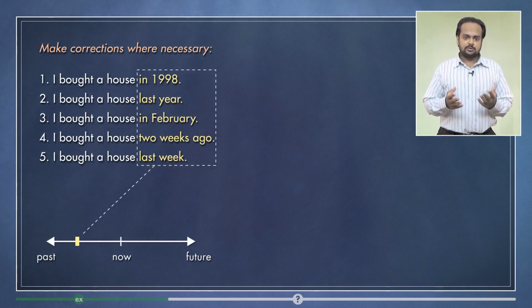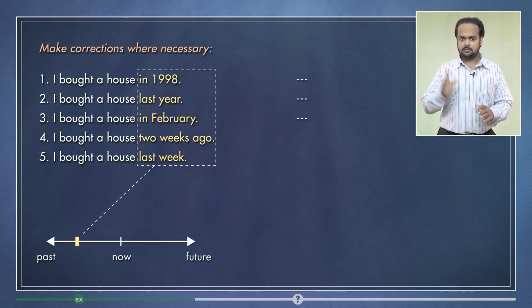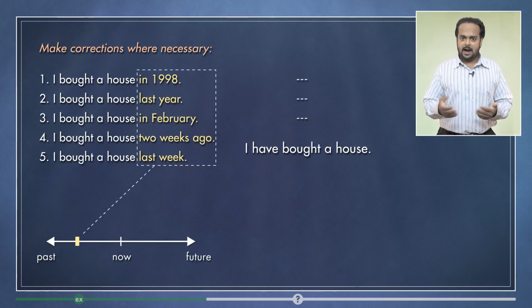So when do you use the present perfect? You can use it if the action happened recently and you want to focus on the action and not the time. In our 5 sentences, the first 3 are not recent. They happened further back in the past. But if I bought a house just 2 weeks ago or last week, I can say, I have bought a house. That means I have bought the house recently.